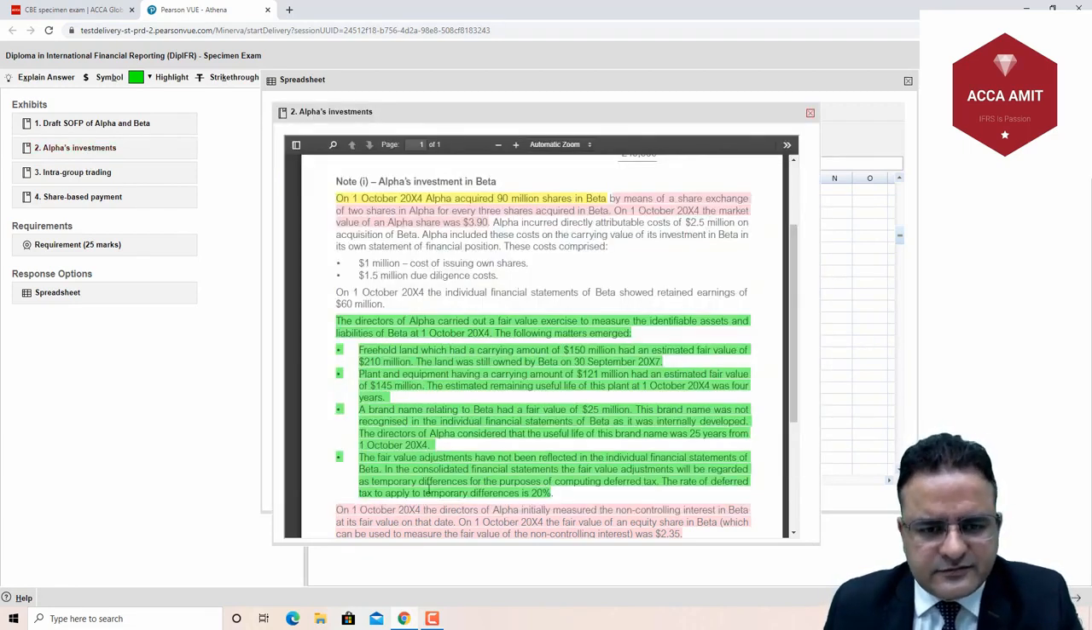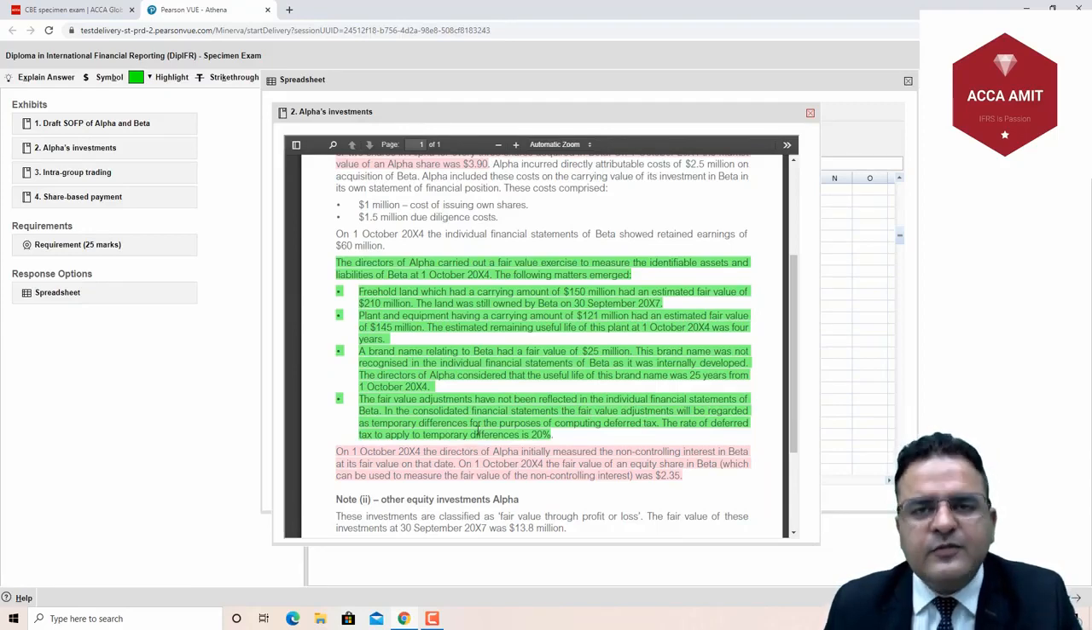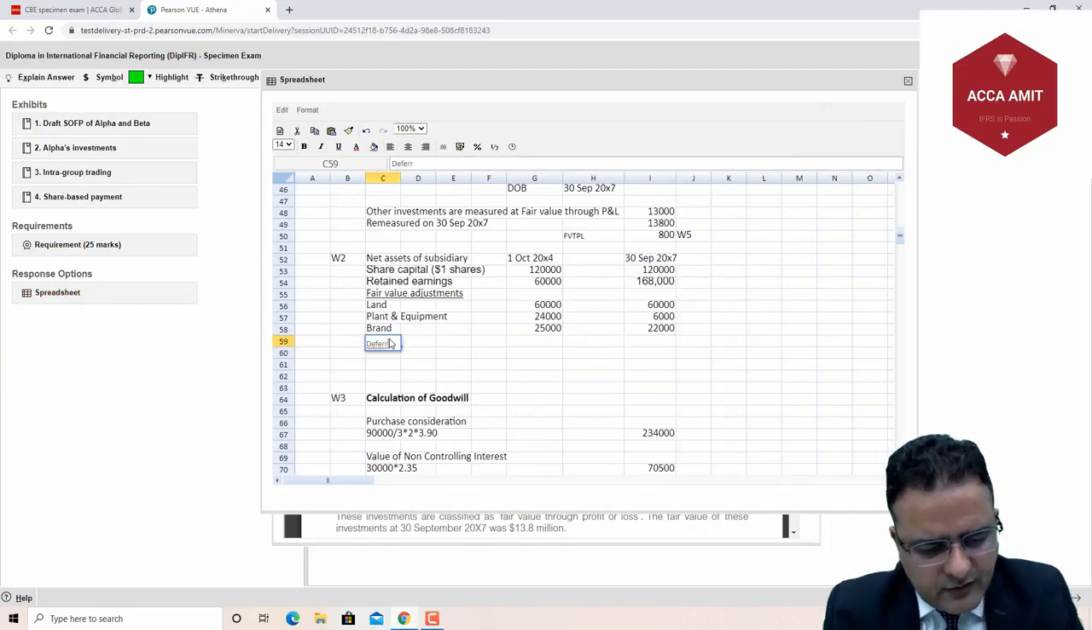Let's read further. The fair value adjustments have not been reflected in the individual financial statements of Beta, so we've already done so. In the consolidated financial statements, the fair value adjustments will be regarded as temporary differences for the purpose of computing deferred tax. The rate of deferred tax to apply to temporary differences is 20%. So deferred tax applicable is 20%.